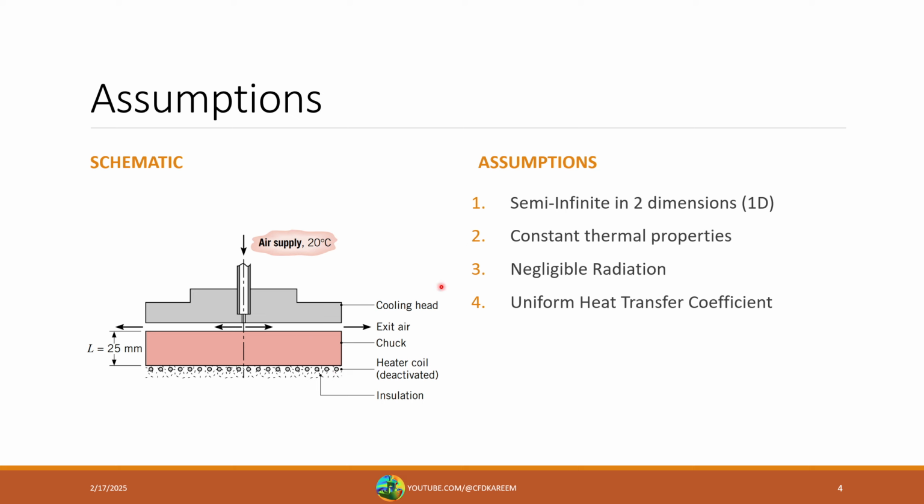Some assumptions that we can make about this problem. The first one is we'll assume that it's semi-infinite in two directions, so in and out of the page, as well as left and right on this page. We're going to assume that this plate is very big, and therefore the conduction is only one-dimensional. We'll assume that the thermal properties of the chuck and the air do not change with temperature, and we'll also neglect radiation. The final assumption is that the uniform heat transfer coefficient of 50 watts per meter squared Kelvin is uniform across the entire chuck.